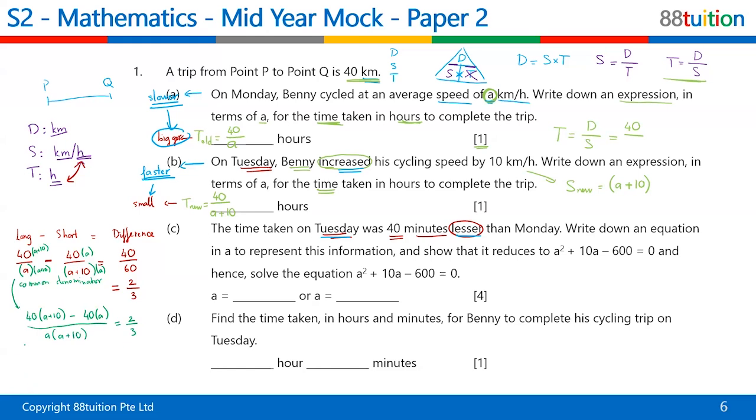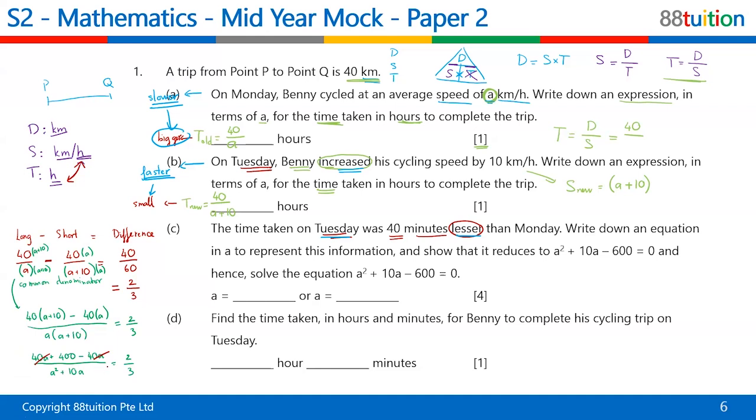Now, let's expand. So when I multiply it, I will have 40A plus 400 minus 40A, divided by A squared plus 10A, equal to 2 over 3. So if anyone can see the common term, simplify first before you continue, okay? So this one will disappear. So the numerator for the left side fraction, I have 400 only.